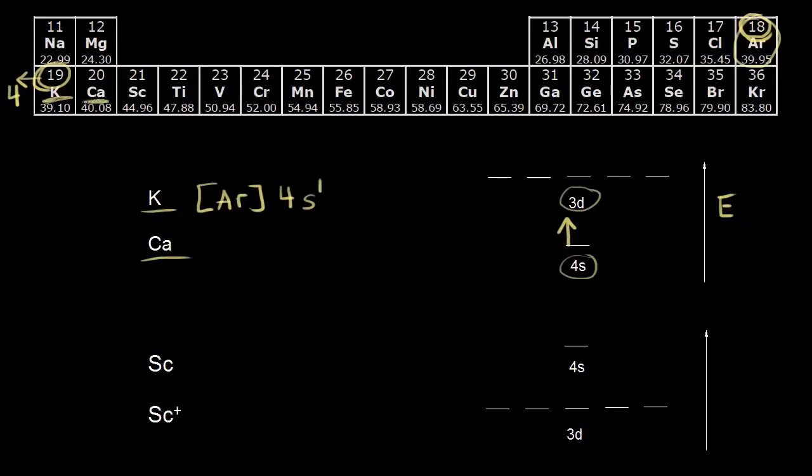For calcium, I should say, we have one more electron than potassium, and so that electron is going to go into the 4s orbital as well. And so we pair our spins, and we write the electron configuration for calcium as argon in brackets 4s2.